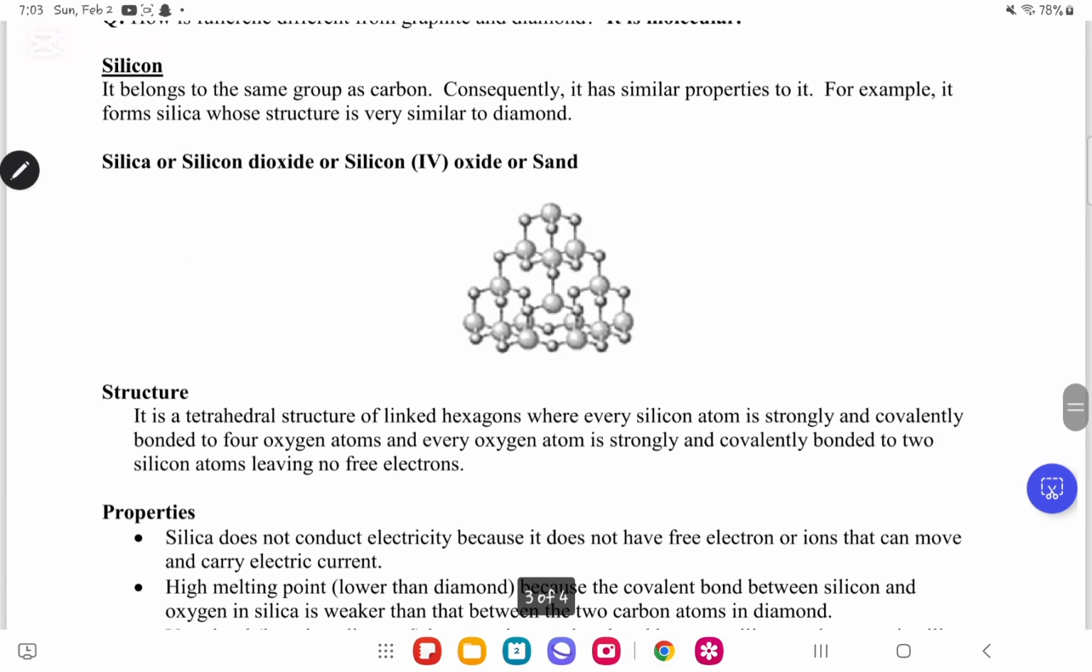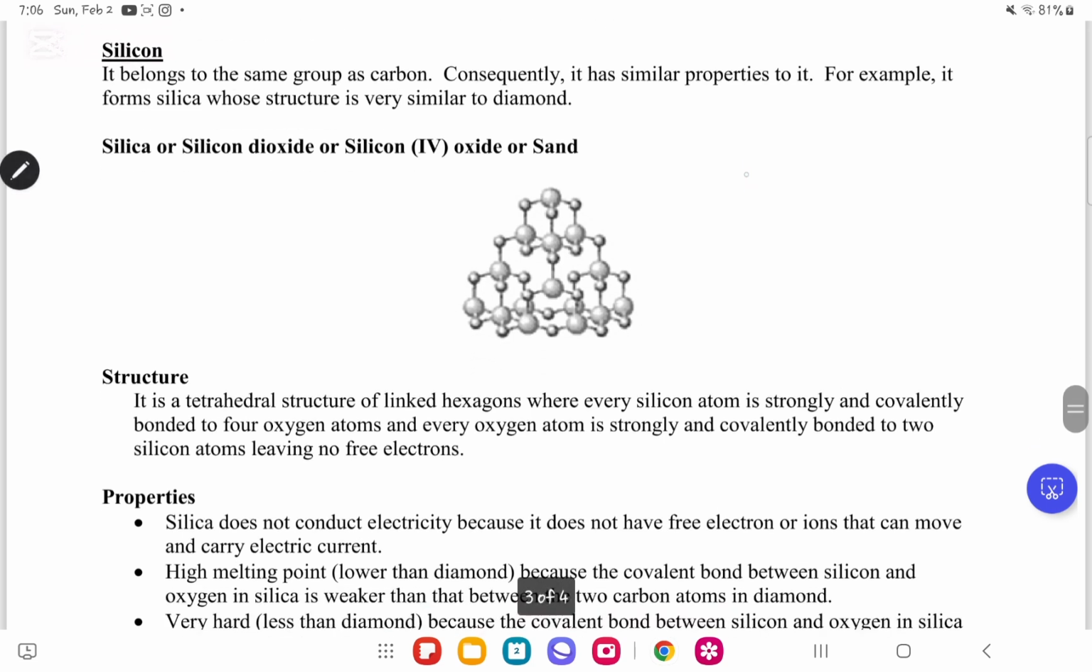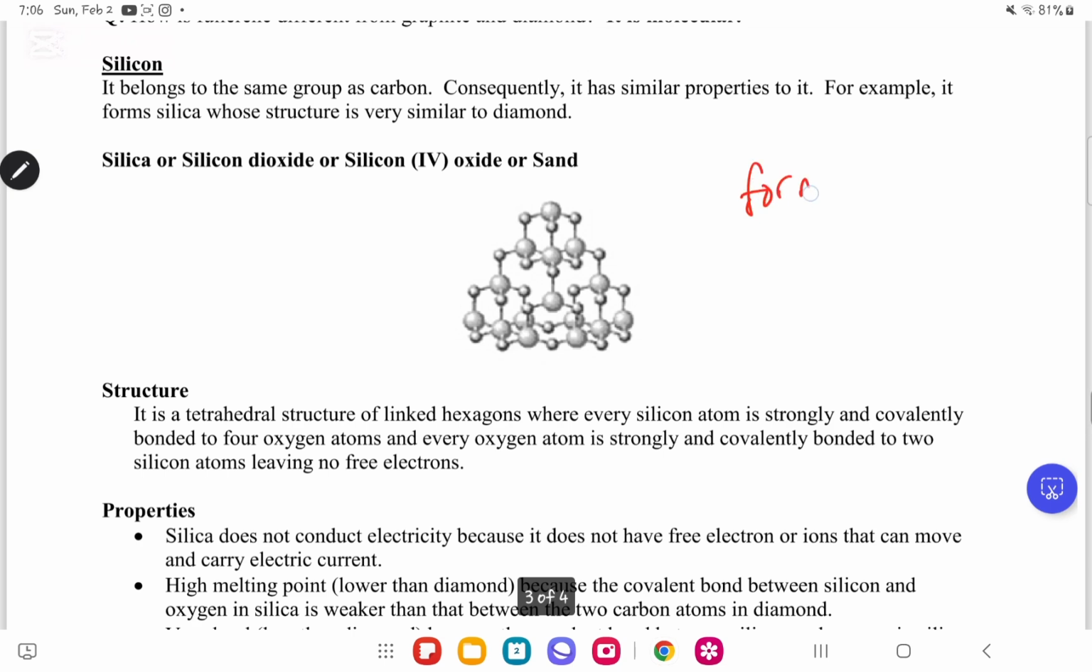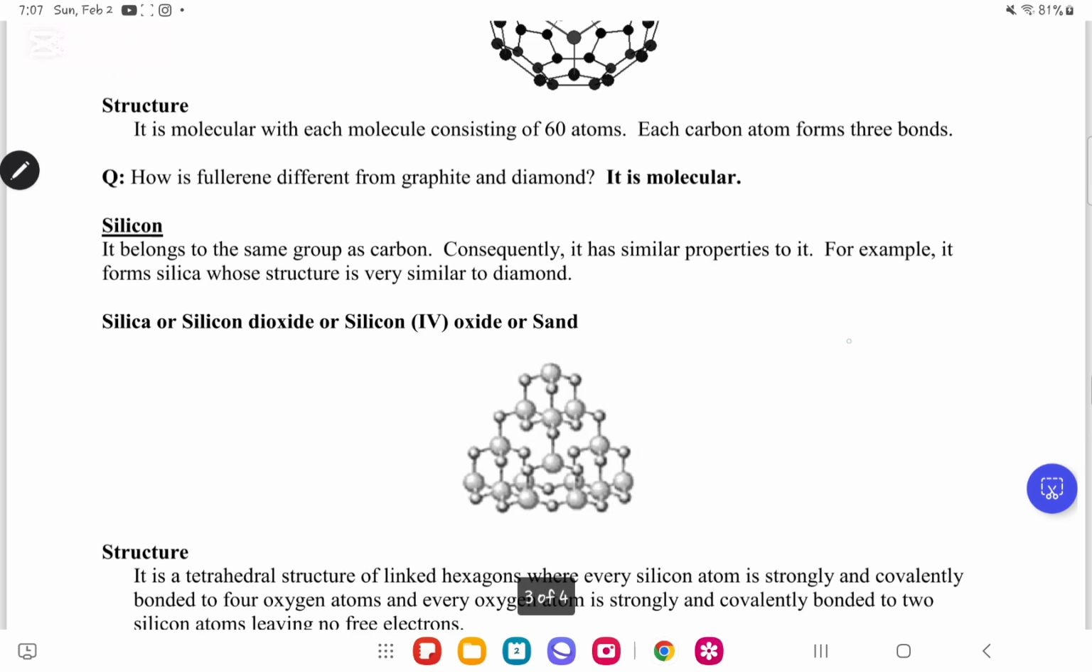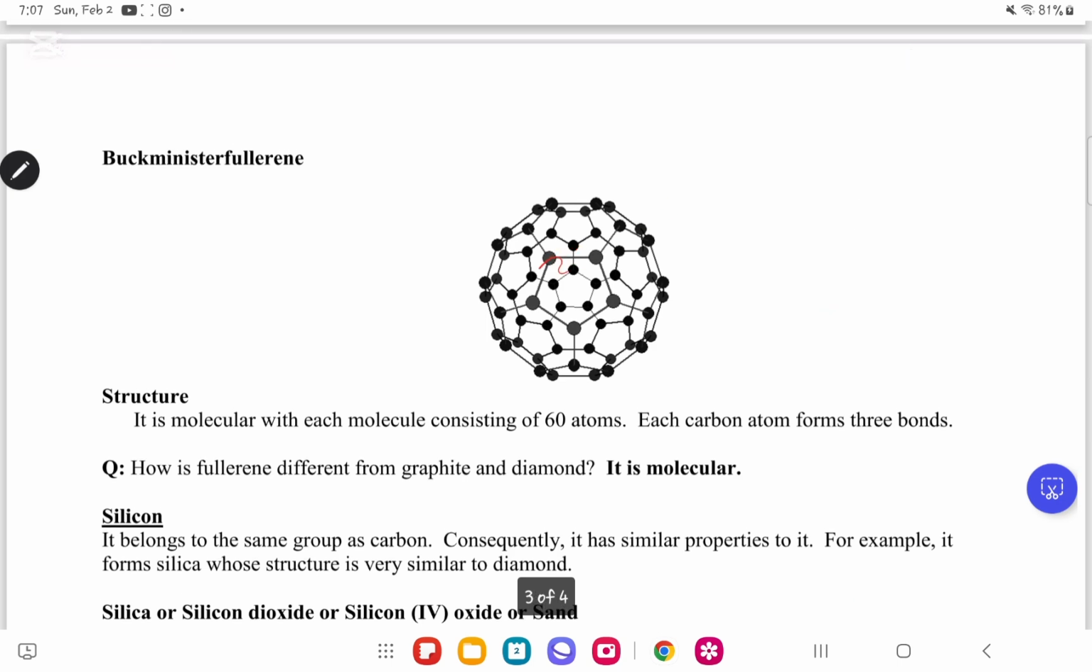Then we move on to silicon. Okay, so now we are dealing with silicon. Silicon belongs to the same group as carbon, although it's a network solid. So silicon dioxide, or silicon IV oxide, or SAN, they are all what? Network solids. So what we can make out of this is that network solids definitely form hexagons, as you can see from the shape. So network solids form hexagons, whereas molecular solids, as we've seen here, formed pentagons.